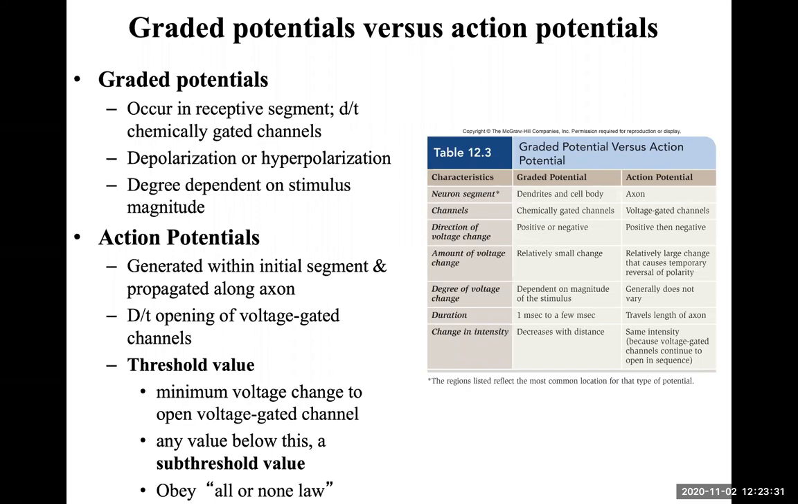to -60, right? That is not going to cause an action potential, because in order to generate an action potential, which is an all or nothing event, you have to reach -55. -55 is the threshold value for a neuron. So you have to reach the threshold value in order to generate an action potential. Even if you have depolarizing graded potentials, if you don't reach -55, you will not get an action potential.